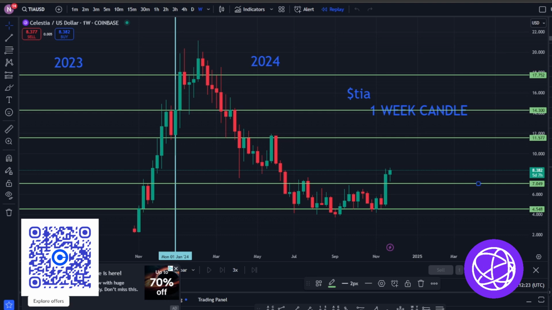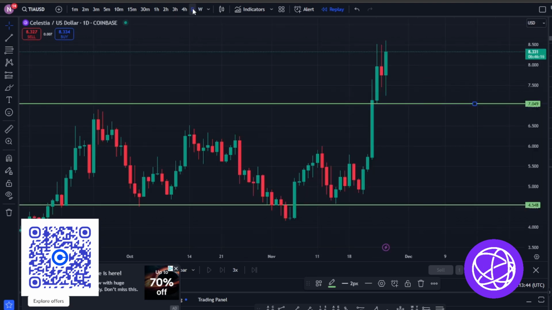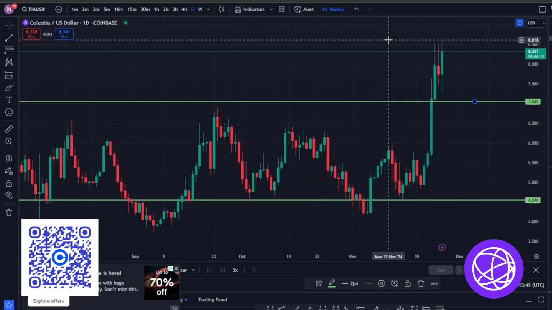Okay, so the resistance level is like the ceiling. Exactly. And the support level is like the floor. That's it. So for Celestia right now, the key resistance level to watch is $8.50. If it can break through that, that's a really strong signal that it's going to keep going up. And what about the long-term target? Long-term, the target that a lot of people are looking at is $12, which would be a significant gain from where it is right now. So break through 8.50, aim for 12. Exactly.